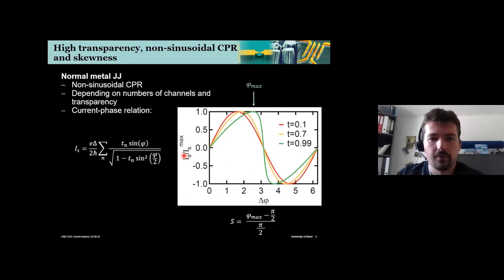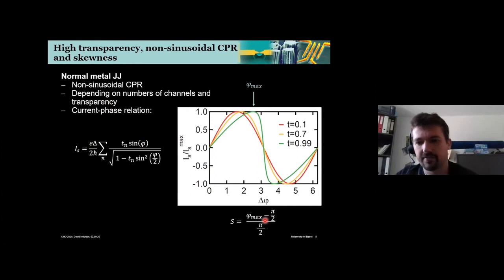So before we go to the SQUID, a few words about the current phase relation and how it is determined. Before, we saw that the current phase relation for an insulator is just a sinusoidal function. But this current phase relation can be non-sinusoidal, for example, for metallic Josephson junctions. And it was shown that this depends strongly on the number of channels which you have and the transparency of these channels. Then you get this more general form of the relation between the current and your phase difference, now denoted as phi. And you can see that for higher transparent channels, this sinusoidal, which is shown in red, starts to skew or get a tilt, which we call skewness, and the maximum position shifts away from pi half.